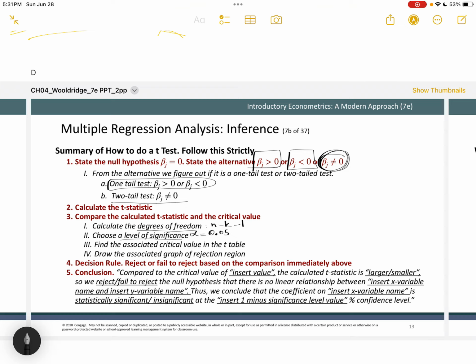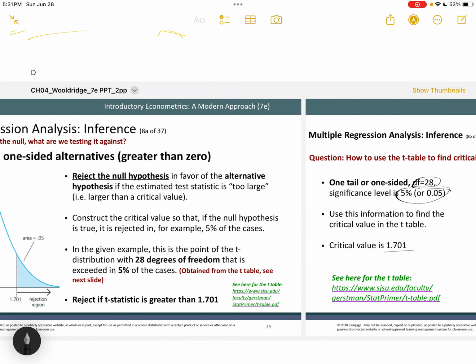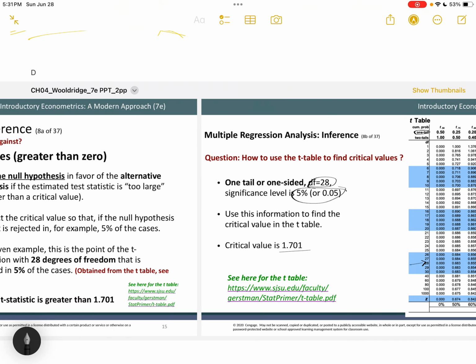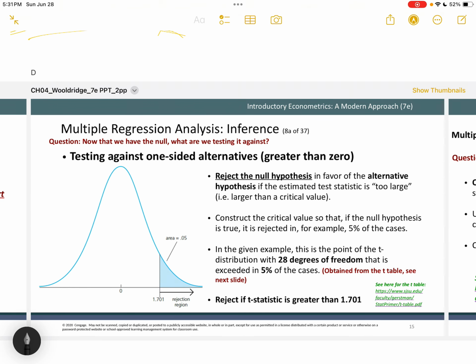So I just showed you how to pick up a critical value in the t-table, and then we draw the associated graph of the rejection region. Now that you have this 1.701, how do you draw the rejection region? Because that will depend on the type of alternative hypothesis you have.